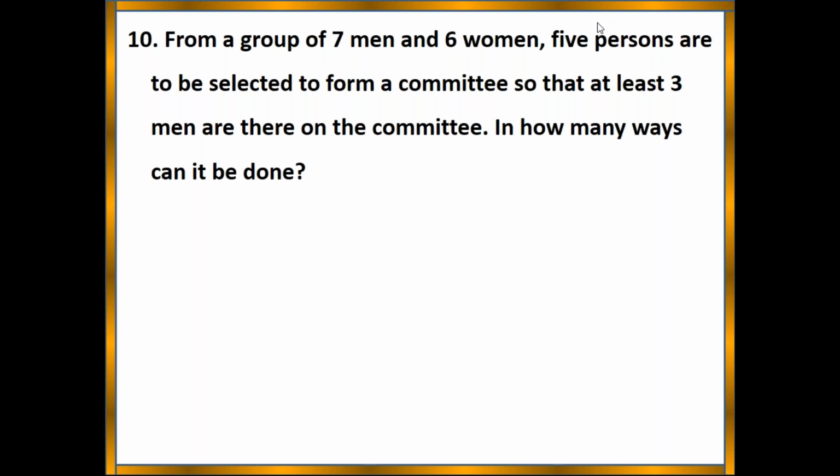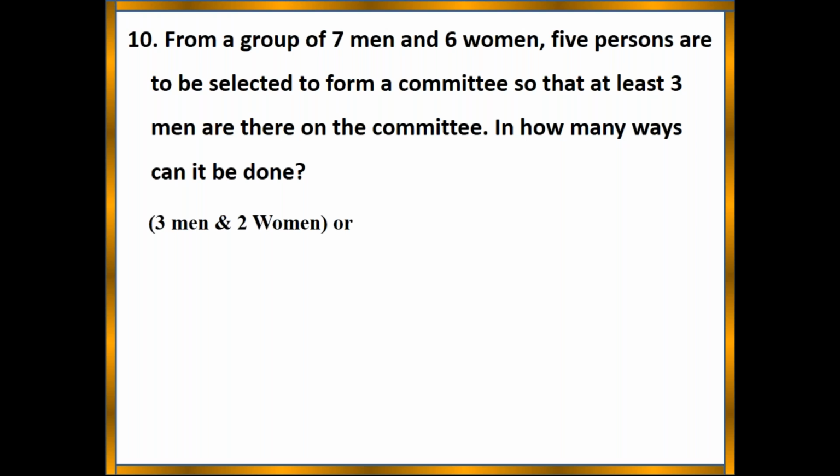Listen all of you. In a 5 member committee, compulsorily at least 3 men. At least means minimum. So minimum 3 men, maximum 5 possibilities. If there are 3 men, the remaining 2 are women because the committee has 5 persons. That is one committee with 5 persons, minimum 3.